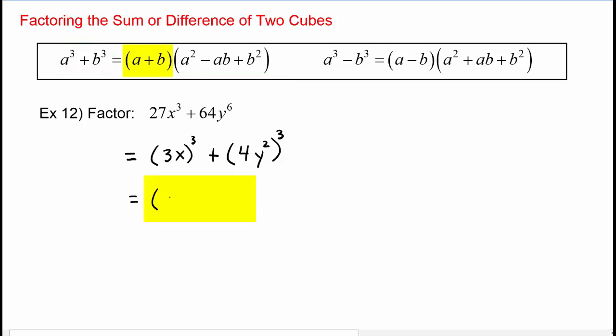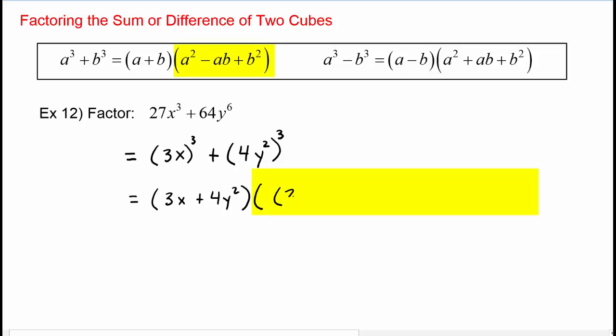So this is going to be quantity 3x plus 4y squared times the quantity of the first term, which is 3x squared, minus the first term times the second term, so we're going to have 3x times 4y squared, and then we have to add to that the last term squared, so we're going to get plus quantity 4y squared squared.